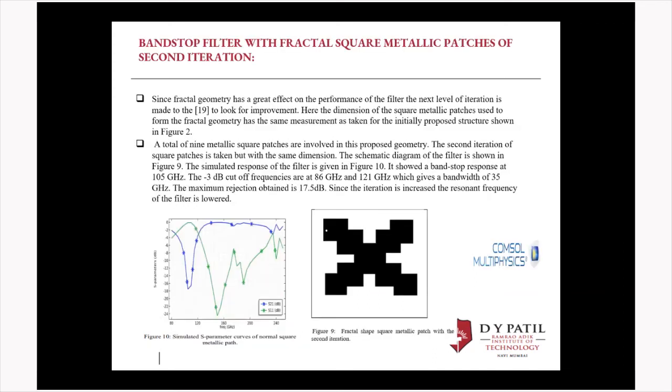The next topic is the bandpass filter with the help of the second iteration. Since the fractal geometry has a greater effect on the performance of the filter at the next level of iteration, it helps improvement. Figure number 9 illustrates the original diagram of the fractal square metallic patches with the second iteration, which I did, and with the help of the CST software I simulated the S parameter in the form of a graph. I got a bandstop response at 105 gigahertz, with minus 3 dB cutoff frequencies from 86 gigahertz to 121 gigahertz, a bandwidth of 35 gigahertz, and a maximum rejection of 17.5 dB. With the second iteration, the resonant frequency of the filter is very much lowered.